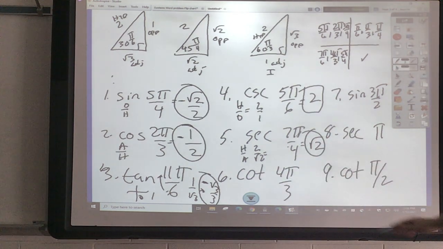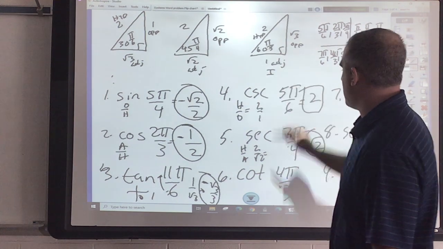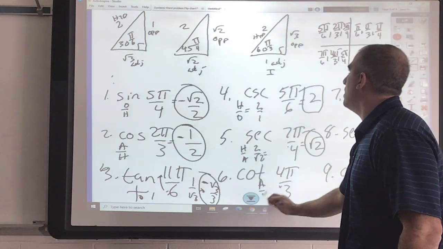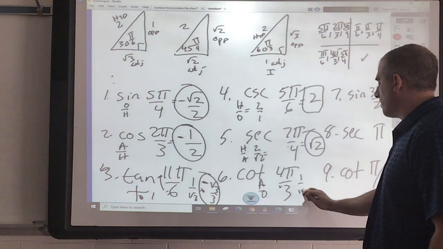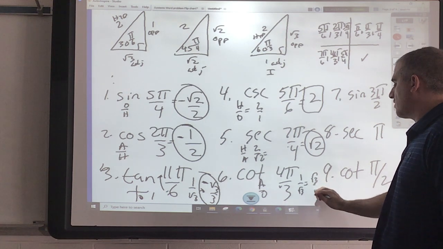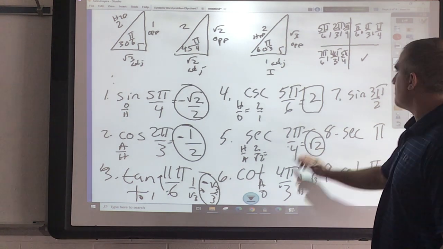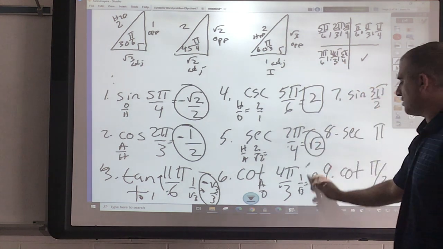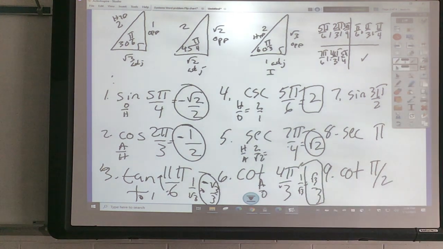4 pi over 3. That 3 is going to tie back to that. Cotangent is a over o, so that's going to be 1 over square root of 3, which is square root of 3 over 3. And 4 pi over 3 would be in that quadrant. Tangent and cotangent would be positive, so I got those, okay?